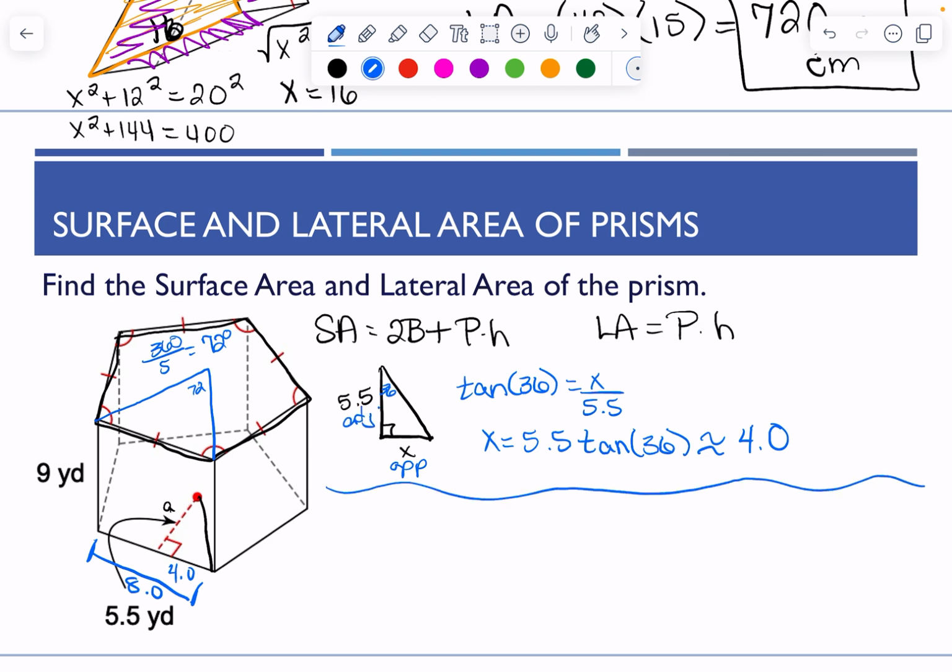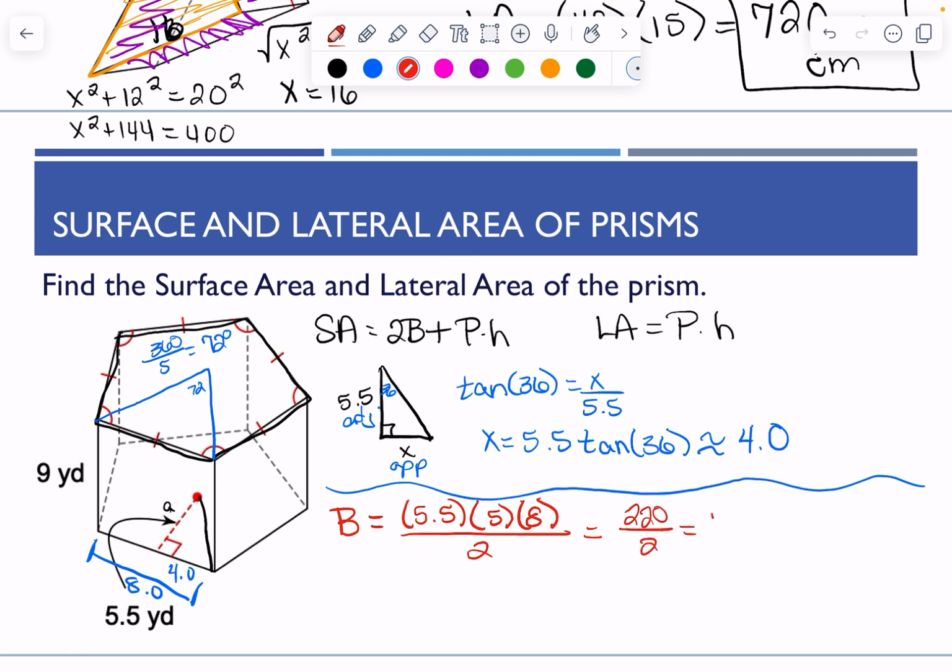So let's start with the base. To find the area of the base, remember that is the apothem, which here is 5.5, multiplied by the number of sides, 5, times the side length, 8, all divided by 2. So we're going to take 5 times 8 times 5.5, 220.